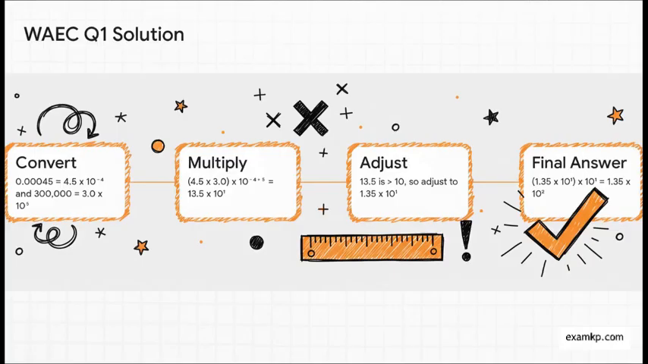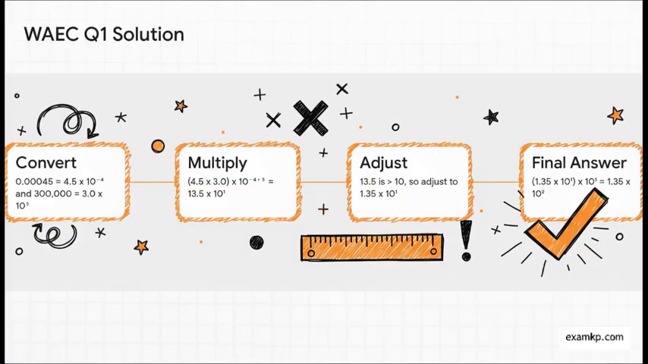First, we convert each number into standard form, then we multiply the a parts, the front numbers, and we add the exponents. But wait, hold on. In step 4, we get 13.5. And what was our number 1 rule? That a value has to be less than 10. So 13.5 is a big no-no.